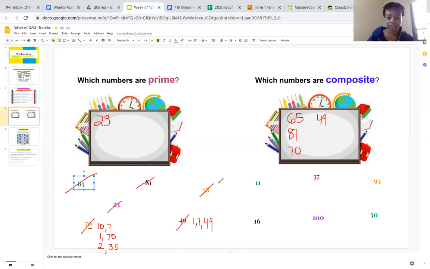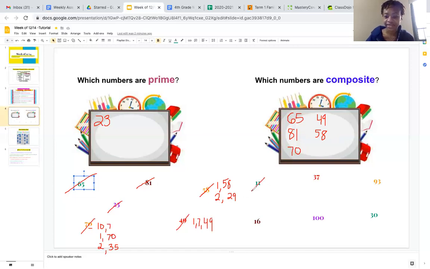58, there's going to be 1. There will be 58. There will be 2. And something else, whatever that is. So that's already more than 2. So 58. I think it's 29. I think it's 2 and 29. It took me a second to think about that. Hopefully I'm correct. If not, then you can correct me next time around.